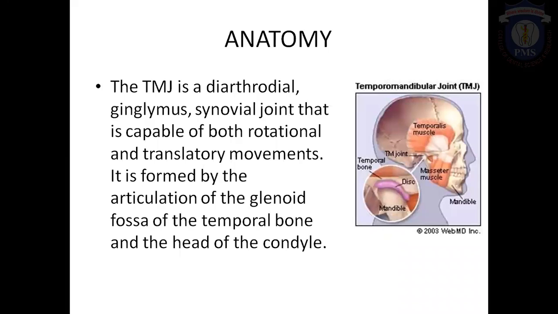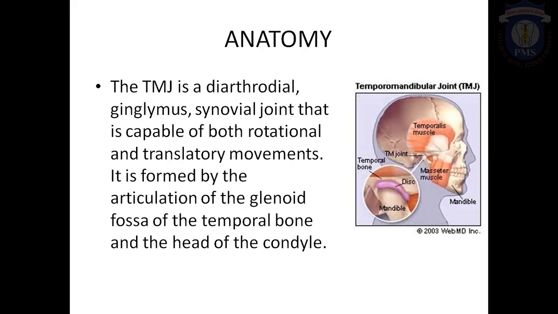Temporomandibular joint is a diarthroidal ginglymus joint, that is, it has both hinge movement and translatory movement. It is also called a synovial joint because it is filled with synovial fluid that is capable of both rotational and translatory movements. So TMJ is a diarthroidal ginglymus synovial joint that is capable of both translatory and rotational movement.